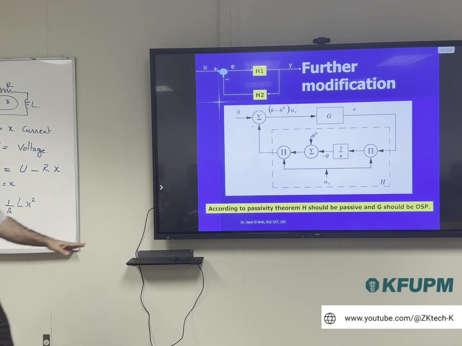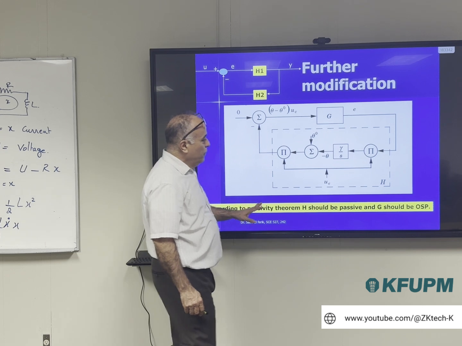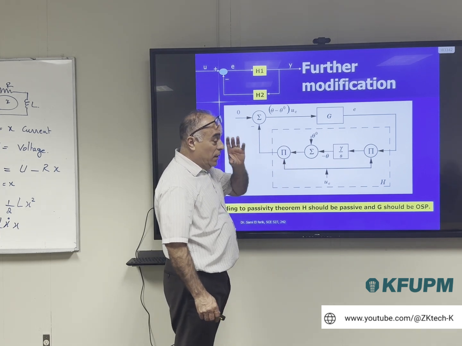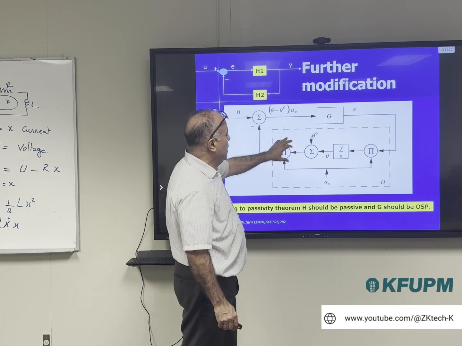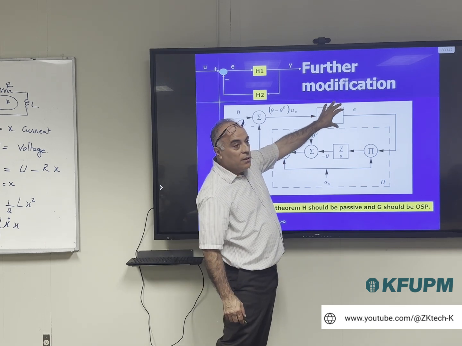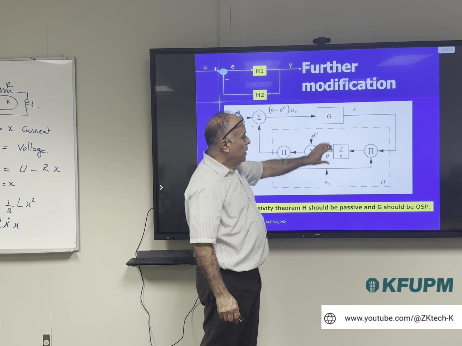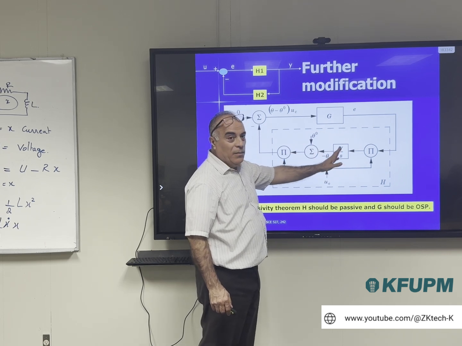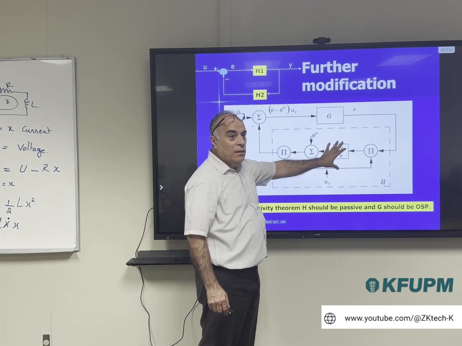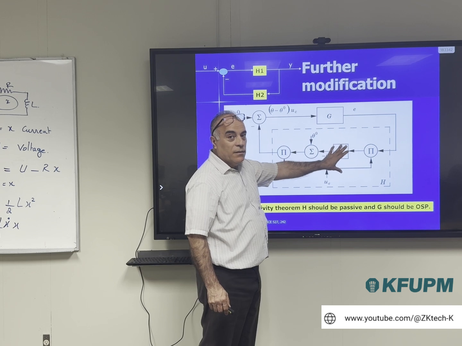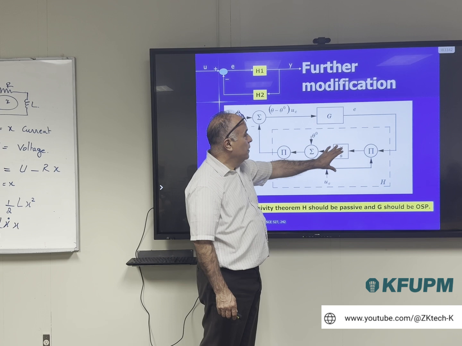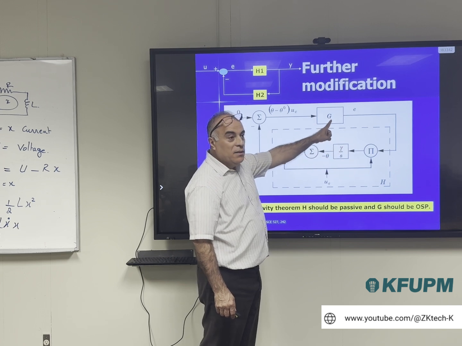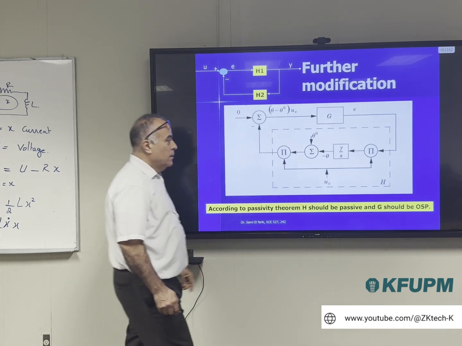So basically what we have to do now, if we would like to show that this system is stable, all I need to show is that this is output strictly passive, and that this one, gamma over s, is a passive system. So this one will be passive, right? We will see a theorem that verifies this for us. So it all depends on G.